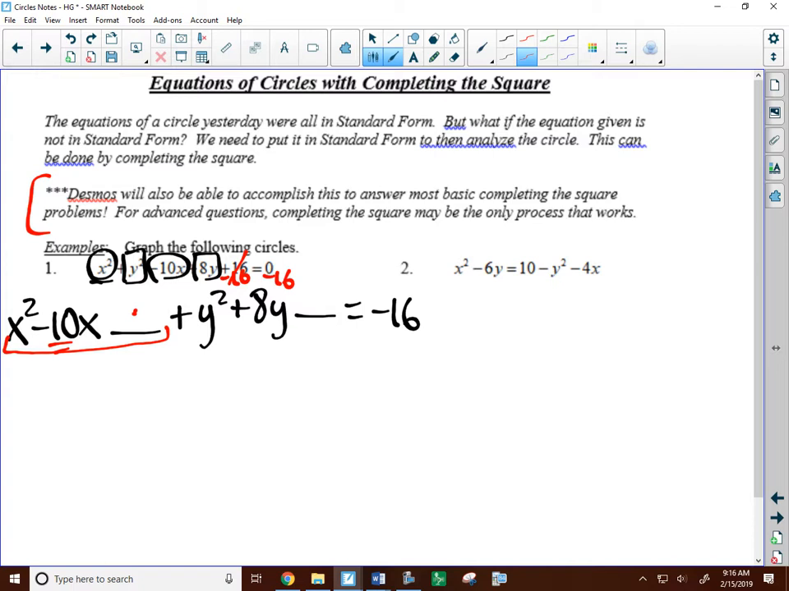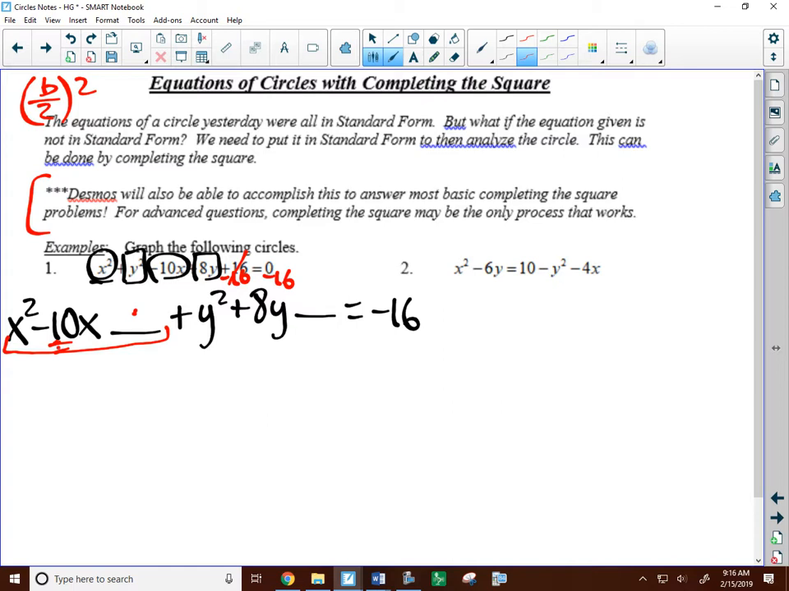So here's the process. You take this number, the b value, and you do half of it. I'm going to say divide by 2. And then you're going to square it. So that's the completing the square, I guess, formula. I'm not going to write that too much. I'm just going to do the process.